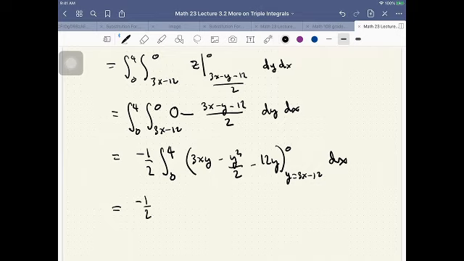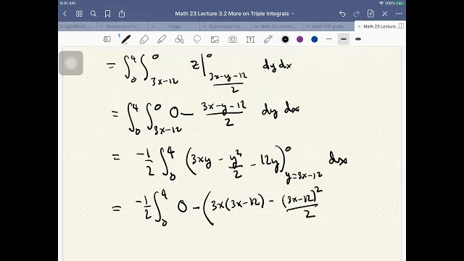So I have minus 1 half here, 0 to 4. When y is 0, everything is 0. And then when y is 3x minus 12, you get 3x times 3x minus 12 minus the square of 3x minus 12 over 2 minus 12 times 3x minus 12. So do you understand what I meant by having this integral as quite cumbersome? Because what you can do now is factor out 3x minus 12. You can expand this as well.